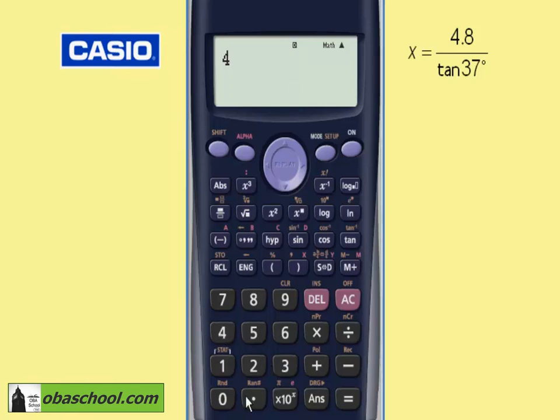We have 4.8 divided by tangent, TAN, of 37 degrees, close bracket, is equal to, and we get 6.369, and so on. We should write x is equal to 6.3698... and then round to an appropriate degree of accuracy.